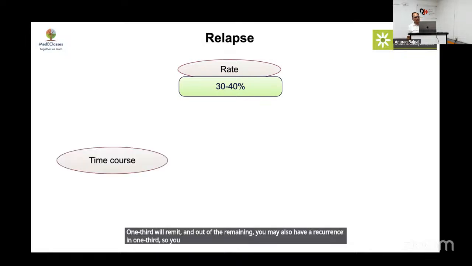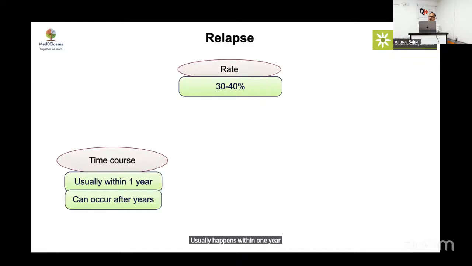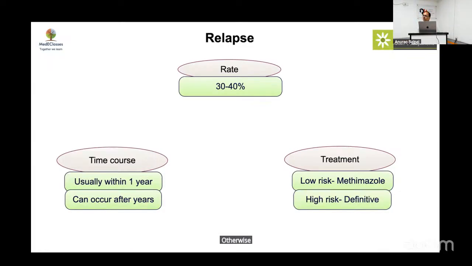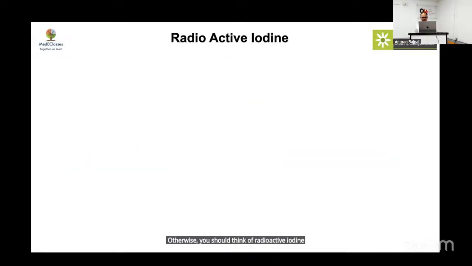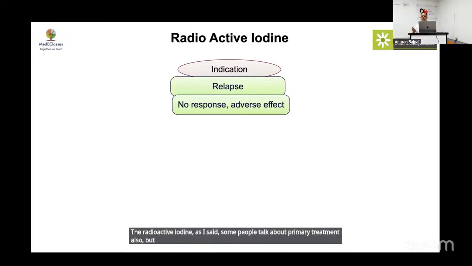So you have to be very, very cautious from that regard. Relapse usually happens within 1 year, but can happen after many years. So you have to follow them up very clearly. If the chances of remission again are high, treat with methimazole. Otherwise, you should think of radioactive iodine as a definitive treatment. Some people talk about radioactive iodine as primary treatment also, but usually most consider it for relapse.